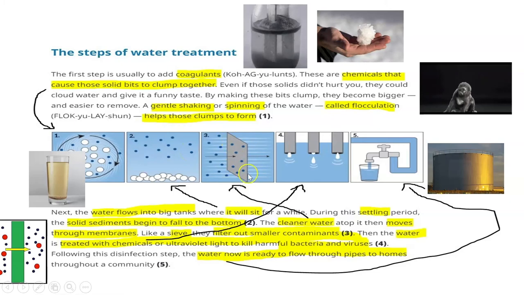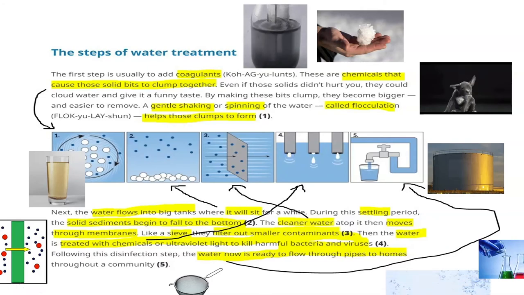So here is the membrane. So the water goes through the membrane, and like a sieve, they filter out smaller contaminants. Then the water is treated with chemicals or ultraviolet light to kill harmful bacteria and viruses. Following this disinfection step, the water now is ready to flow through pipes to homes throughout the community. So when you turn on your faucet, you will get clean water that went through all of these different steps.